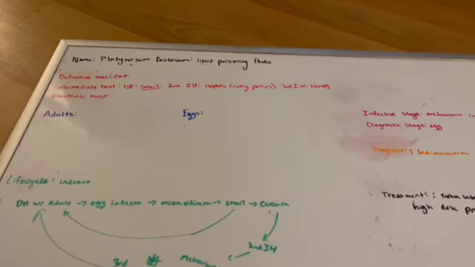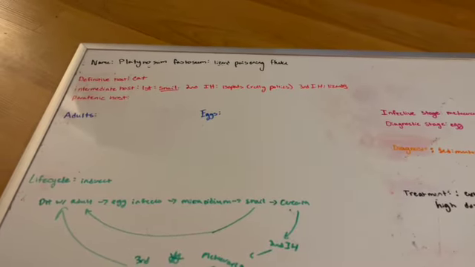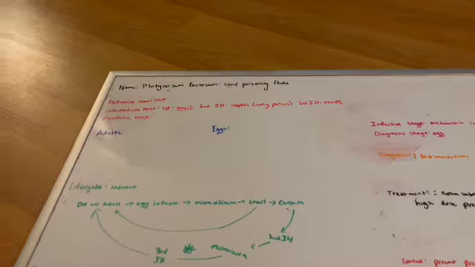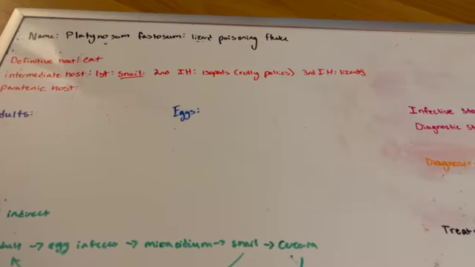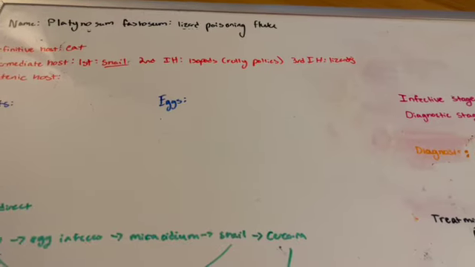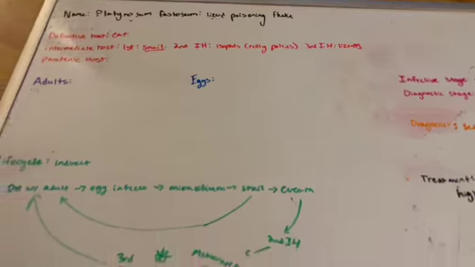This one is Platynosomum fastosum, which is the lizard poisoning fluke. The definitive host is a cat. This one has 3 intermediate hosts. First one is always going to be a snail in our flukes, then isopods or roly-polies, and then the third intermediate hosts are going to be lizards or other reptiles.